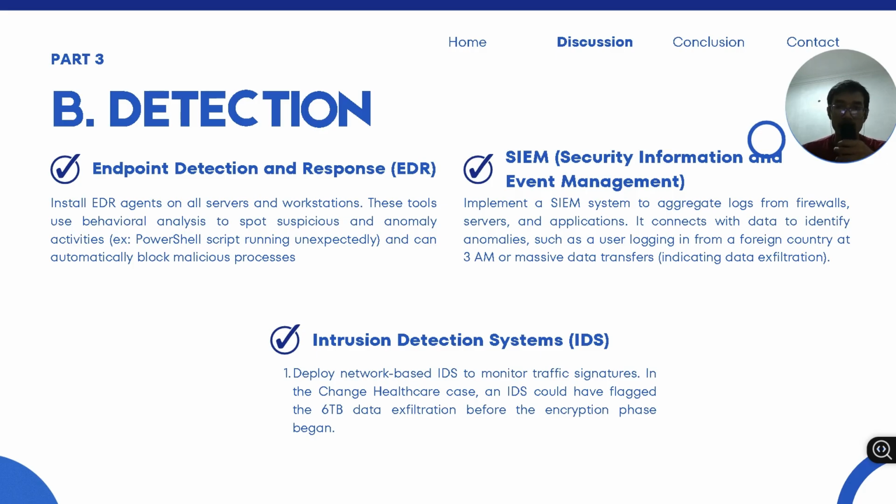And the third one is we can apply an intrusion detection system, or IDS. We can deploy a network-based IDS to monitor traffic signatures. In the Change Healthcare case, an IDS could have flagged the 6 terabyte data exfiltration before the encryption phase began.